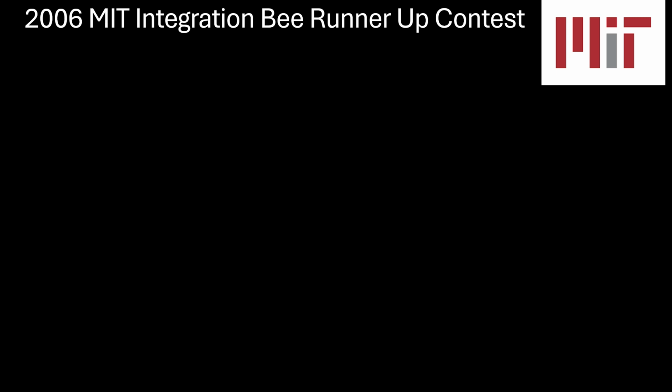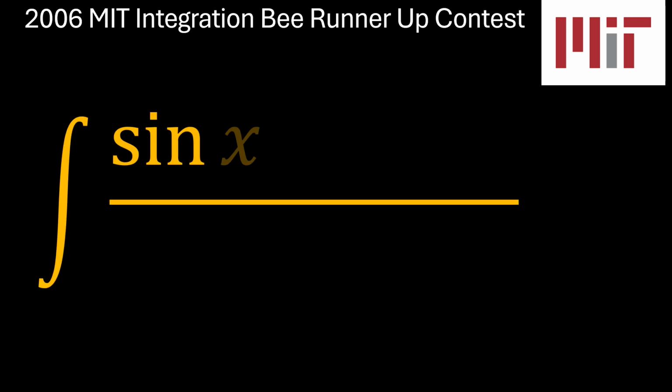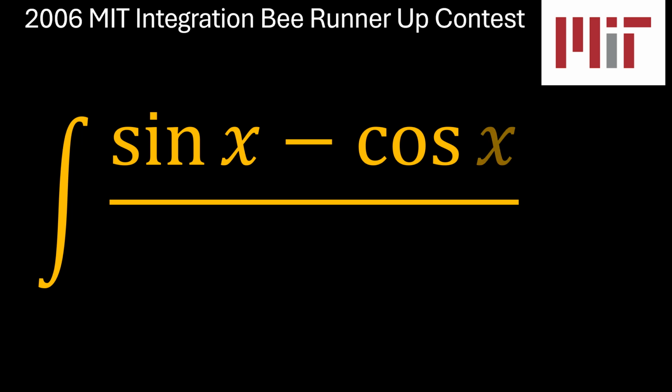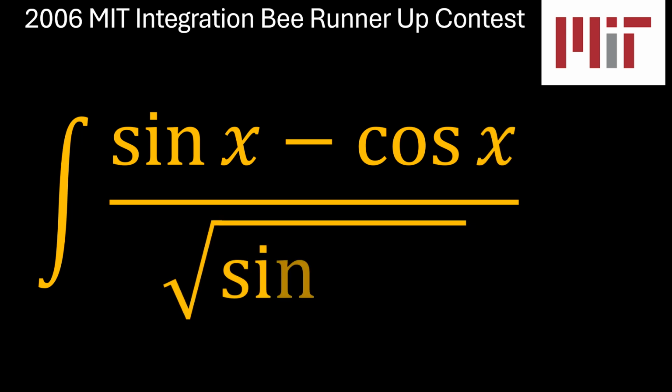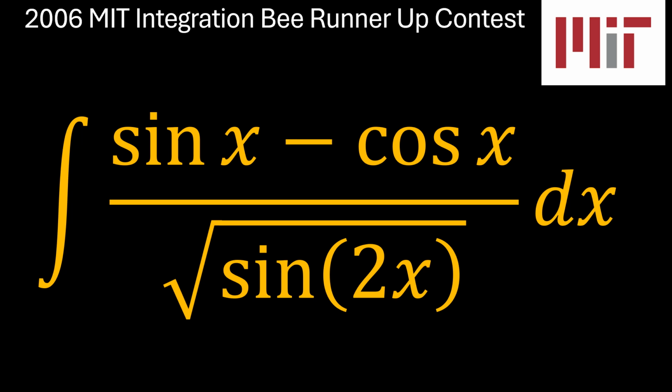Next, we go on to the run-up contest for the 2006 MIT Integration B finals. The first problem was the indefinite integral of (sin x - cos x) over the square root of sin 2x. So this is quite an interesting problem, but let's see how we may be able to solve it.